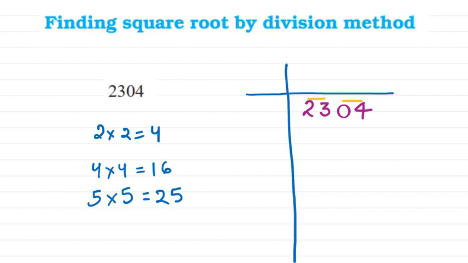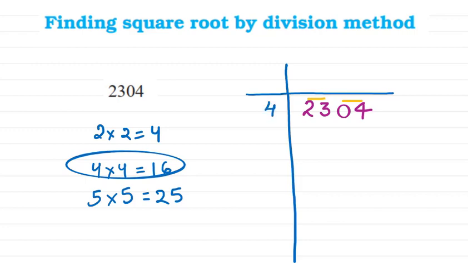Now I think this is clear. Whatever the divisor, your quotient and divisor both will be the same. In 4 into 4 you will get 16, in 5 into 5 you will get 25. There is no number between 4 and 5. So which number will we take? This one, 4 into 4, because the other one will be greater.